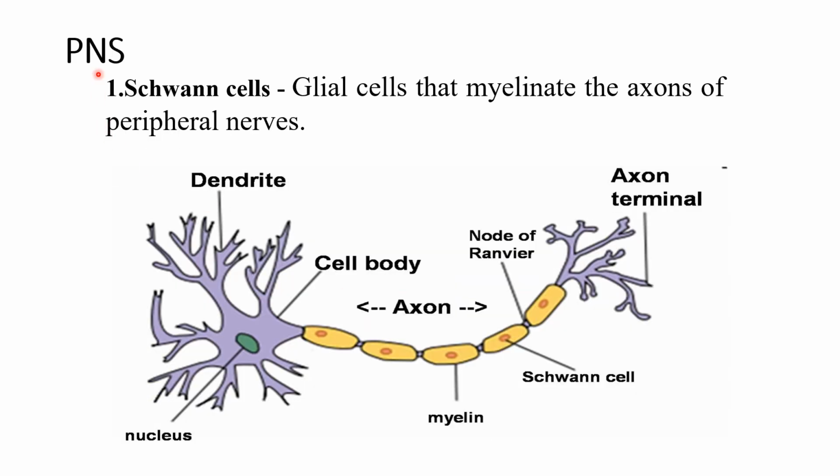Next we will see the neuroglia or glial cells that are seen in the peripheral nervous system. There are two types. The CNS glial cells are 4 types. The PNS glial cells are 2 types. Here you can see the Schwann cells. They are glial cells that myelinate the axons of peripheral nerves. This is the Schwann cell that is present on the axon of a neuron. This is the structure of Schwann cell.